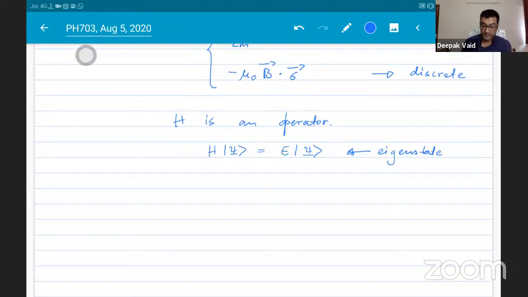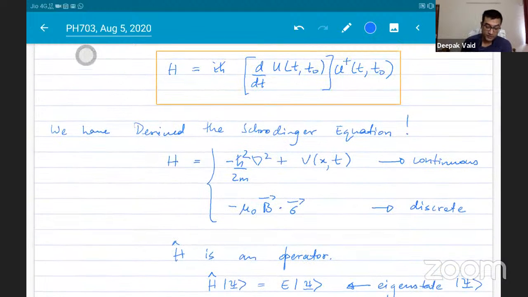What is an eigenstate? Well, it's just the solution of this equation, where H is the operator on the left, and E is, what is E? E is the eigenvalue. Psi is the eigenstate, E is the eigenvalue. And this eigenvalue, what is it? It's generally some complex number, right?